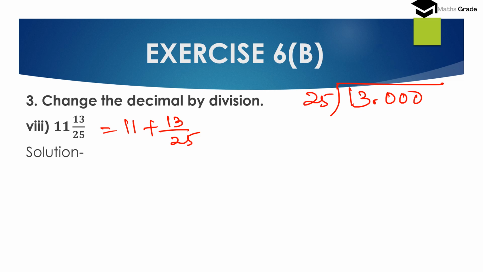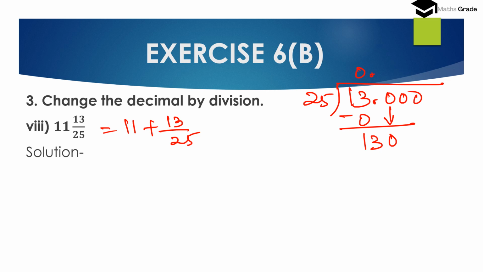In the table of 25, if we multiply 25 with 1, which is 25, which is more than 13. So we have to multiply 25 with 0. Now 25 multiplied with 0 is 0. Now 13 minus 0 is 13, and write this 0 here. Now put the decimal point.